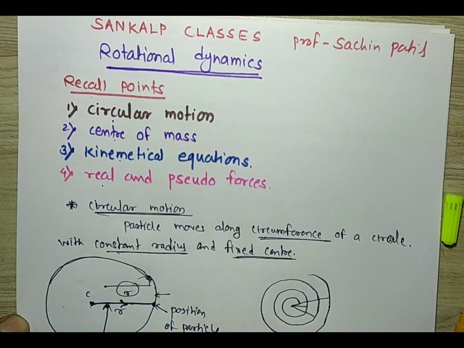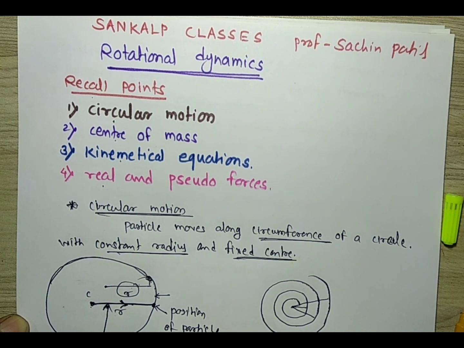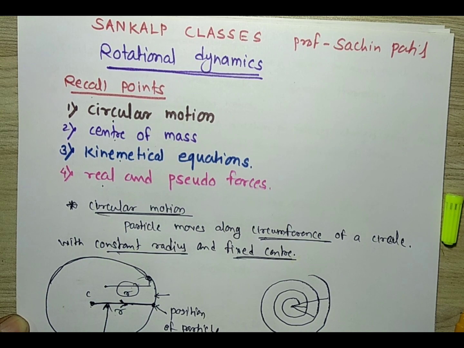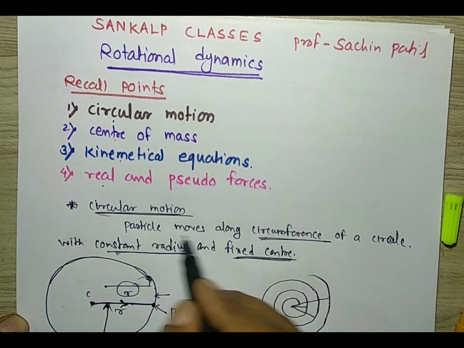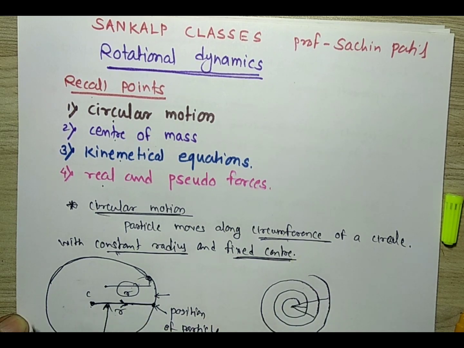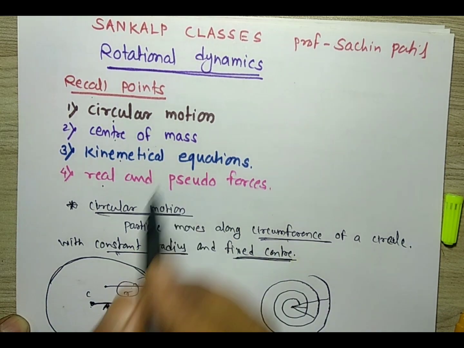If the center is not fixed, your circular motion looks like this. Here you complete one circle, then one center is here, and you complete the second circle with the center here, then the third circle with the center here. That means the center is not fixed, it is moving. Therefore, with fixed center and constant radius, and the particle moving along the circumference, you get circular motion. This is circular motion.